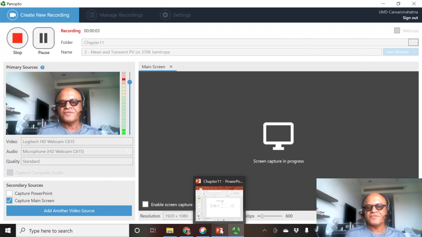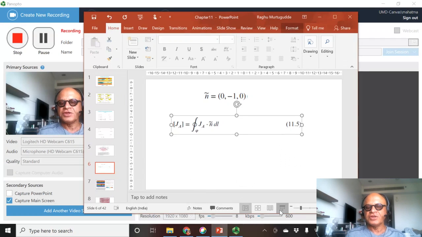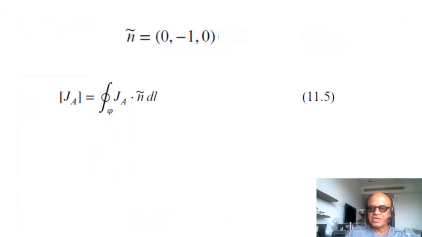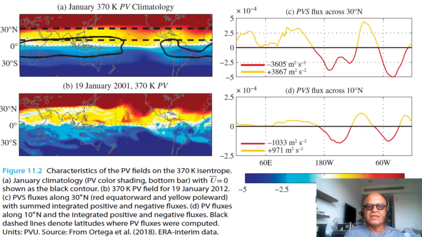Let's look at some observational evidence of the distribution of potential vorticity and then come back and try to explain it in terms of the physics. Okay, so we looked at the PVS, or the potential vorticity substance, integrated around a latitude line. We are going to look at the characteristics of the PV fields on the 370K isentrope, which is in the upper atmosphere, which is our main focus here.